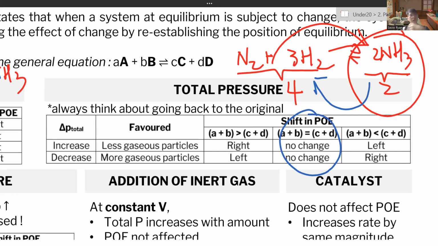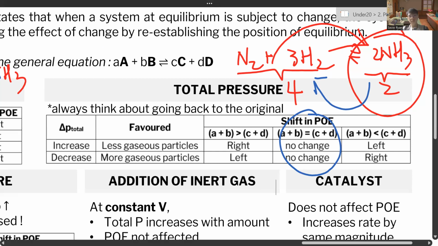In the event whereby they have the same number of molecules, right, then there'll be no change, because whether I shift to the right or I shift to the left, it's not going to change anything. So if it's not going to change anything, why do I want to waste the effort to do something about it, right? So no change. If the number of gaseous molecules on both sides are the same, the position of equilibrium will not be affected by the change in pressure.